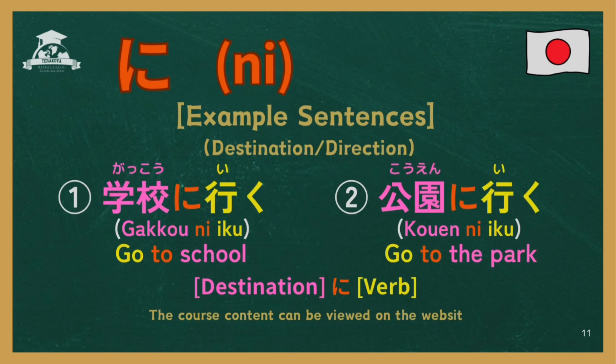学校に行く. It means go to school. 学校 is school. 行く is to go. 学校に行く. 公園に行く. It means go to the park. 公園 is park. 行く is to go.